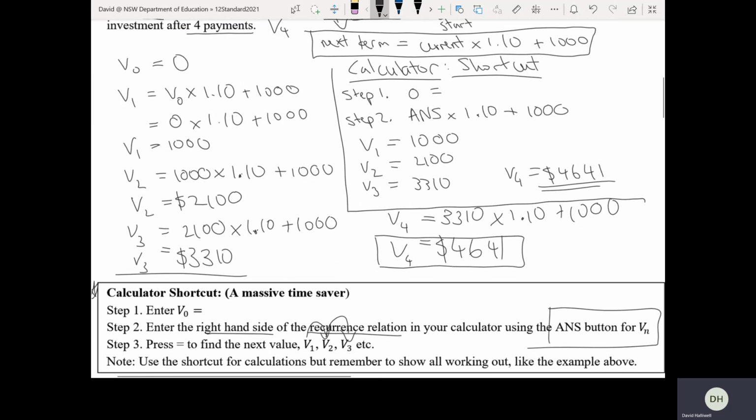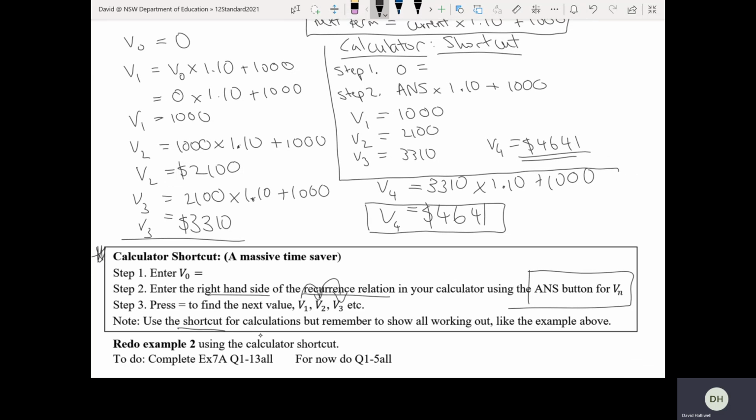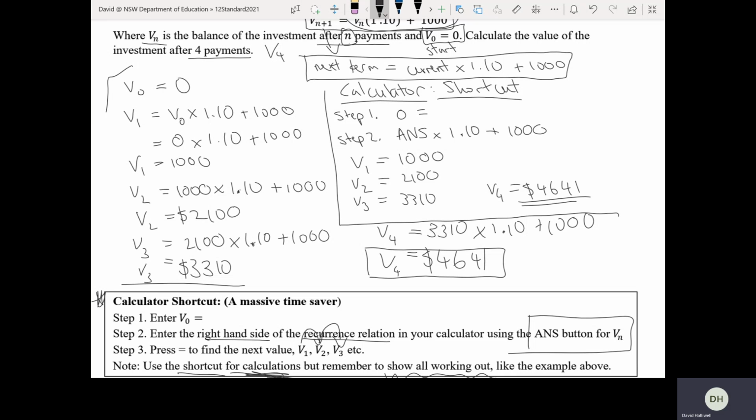However, just one thing to remember, use this shortcut for calculations. But in a HSC exam, you need to show all working out, like the left-hand side here. That's what we're expecting for the HSC. However, use the calculator shortcut to speed things up. It speeds things up significantly, particularly if you get to V sub 10.